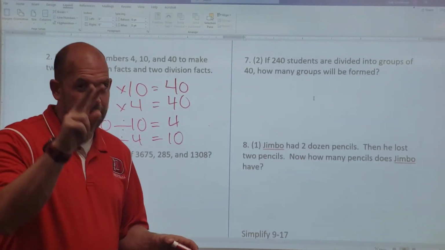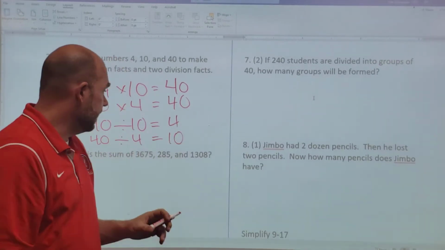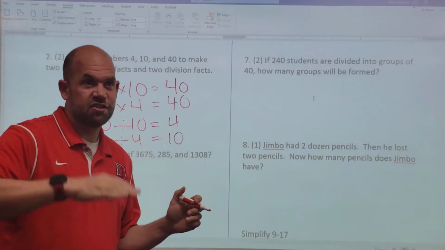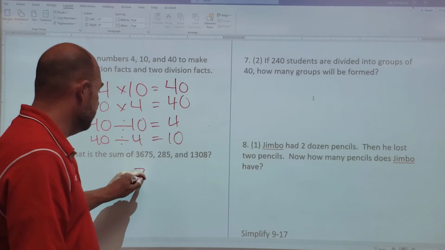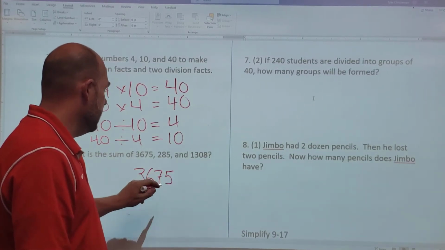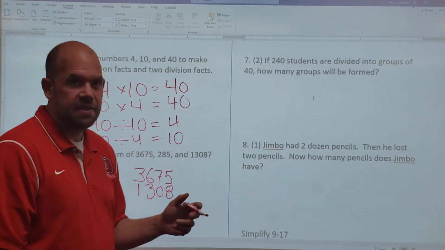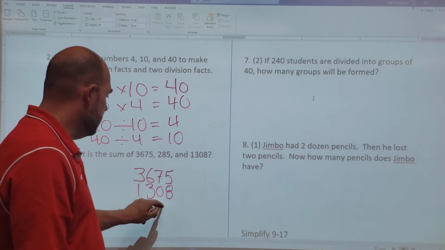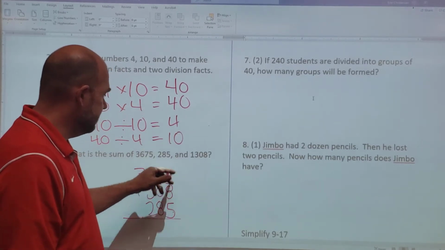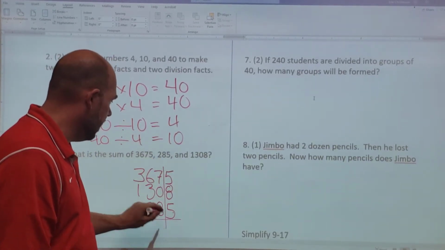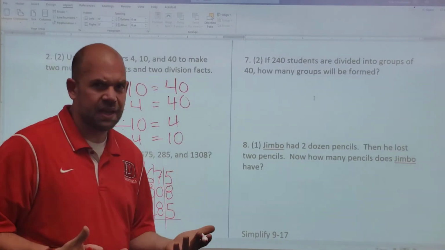What I like to do is put them in a column so I can get the digits aligned so they're all in the right order. And I usually put the biggest number on top and the smallest number on bottom. It just helps me keep them in alignment. So I'm going to rewrite this as 3675, and then underneath that I'll put 1308, and then below that I'll put 285. Now with 285, it's important that you line up the last digit in the same column. Some people like to actually draw lines and keep them in columns. You can do that, but I just like to write them big enough that I can get them lined up.